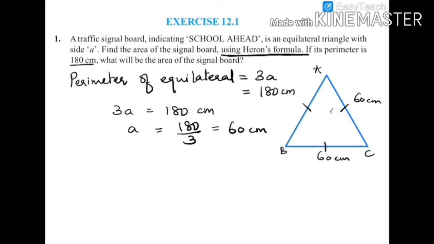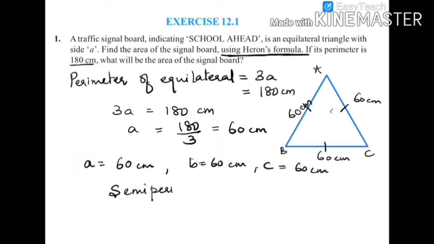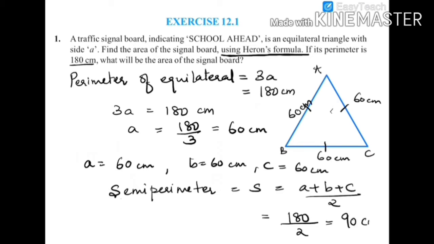In Heron's formula, the sides of the triangle are labeled as A, B and C. So in this question, A is 60 centimeters, B is also 60 centimeters and C is also 60 centimeters. In order to use Heron's formula, we have to first find the semi-perimeter, which is denoted by S, and that is equal to A plus B plus C divided by 2. So that is 180 divided by 2, which is 90 centimeters.